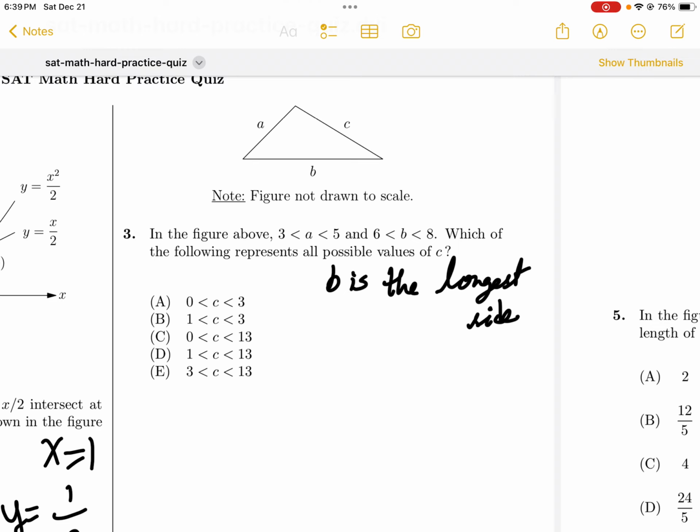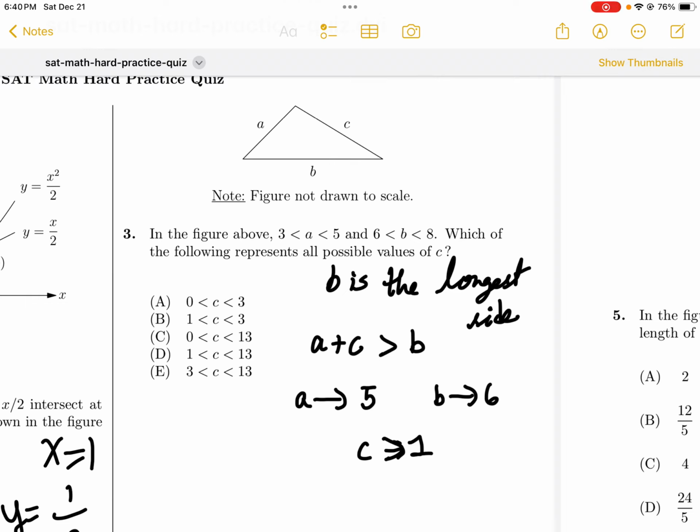If B is the longest side, then the sum of the other two sides has to be bigger than B automatically by the triangle inequality. Right? And we want to minimize C, so we want to minimize the difference between A and B. So if I pick A closer and closer to 5 and B closer and closer to 6, well then C has to get closer and closer to 1 at its minimum, but it always has to be bigger than 1.